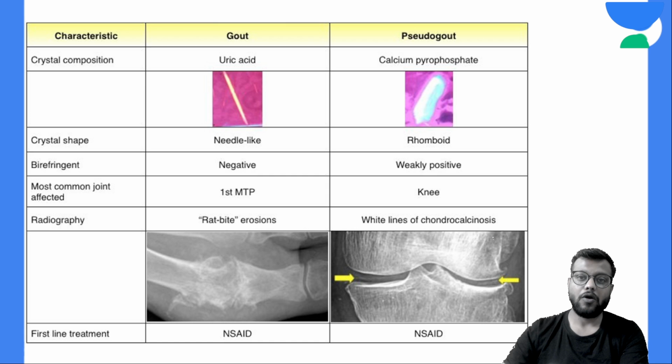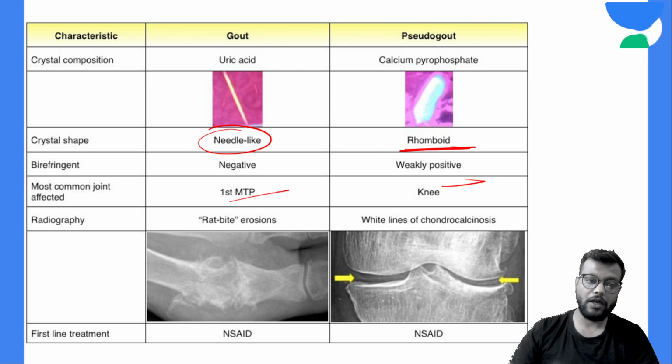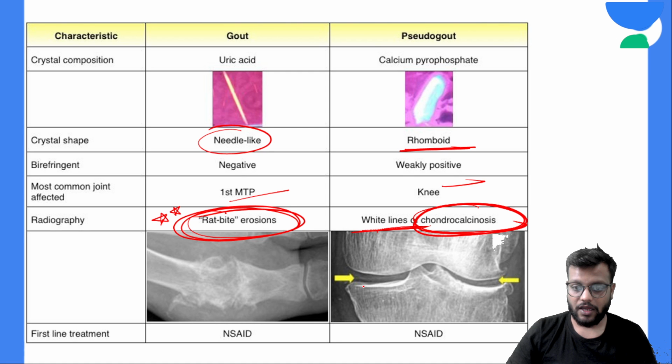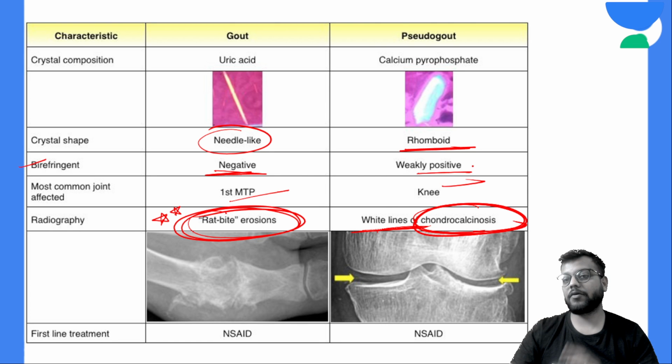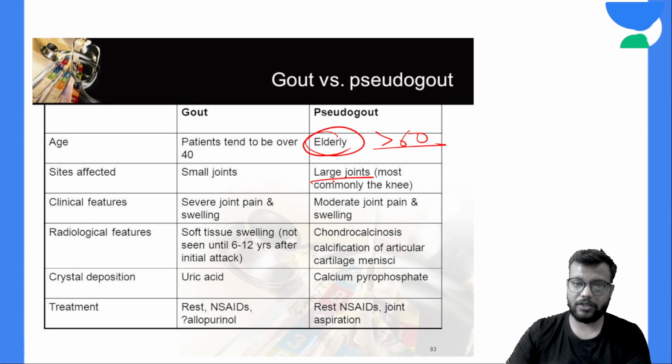Okay, so the crystals are needle like in gout, whereas rhomboid in pseudo gout. Okay, and the knee joint is affected in pseudo gout. In gout, radiography shows rat bite erosions. Okay, and here there will be calcification of the meniscus, which is called the white lines of chondrocalcinosis. Here you can see very easily the white lines of chondrocalcinosis. Okay, and in gout the crystals are negatively birefringent, whereas in pseudo gout they are weakly positive birefringent. Pseudo gout generally occurs in the elderly, more than 60 years. Large joints, knee joints are affected.